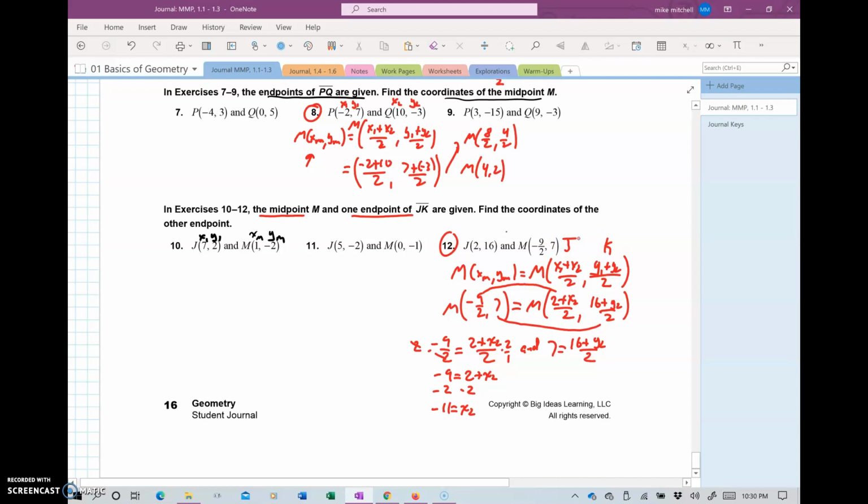Running out of time here, so let's finish this up. Get rid of that fraction the same way. Just multiply by 2, multiply by 2. 16 plus y2. I forgot to mark those canceled. Minus 16, minus 16. I get negative 2 is equal to y2. That means my point K is negative 11, negative 2.